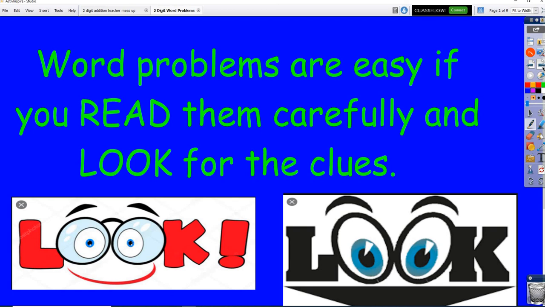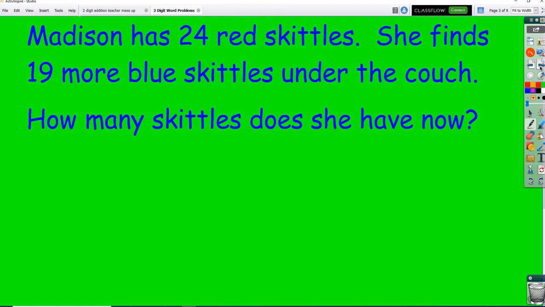So, okay, let's get started with some actual word problems. And this will be the last thing that we're working on in Chapter 4 in math. So when we get done with word problems, we should be able to go on to something new after we test on these two-digit addition that we've been working on. So, let's read our word problem.